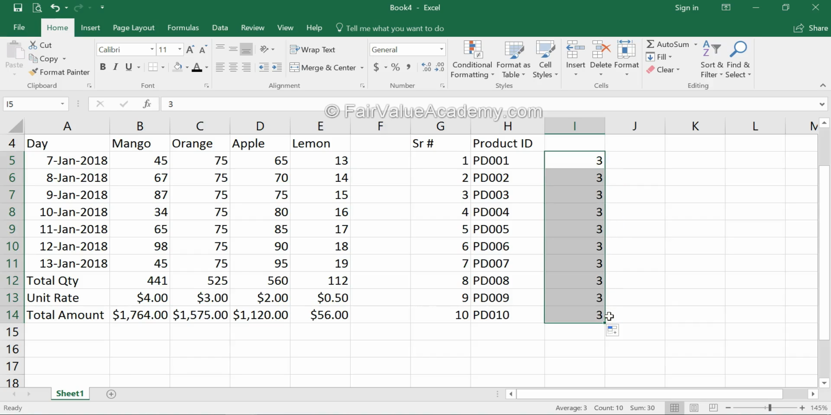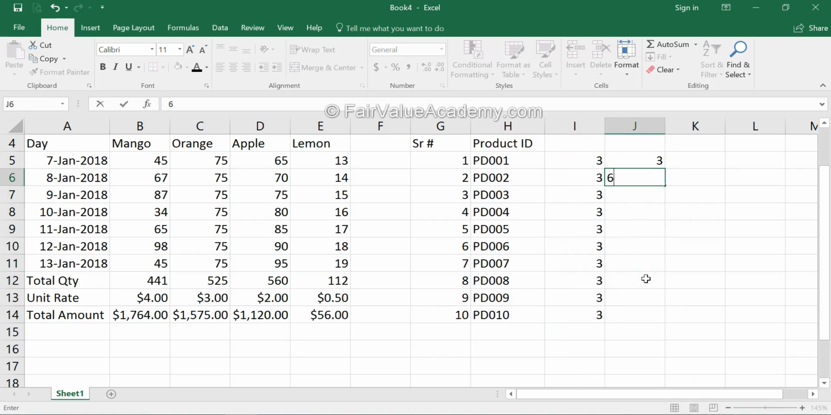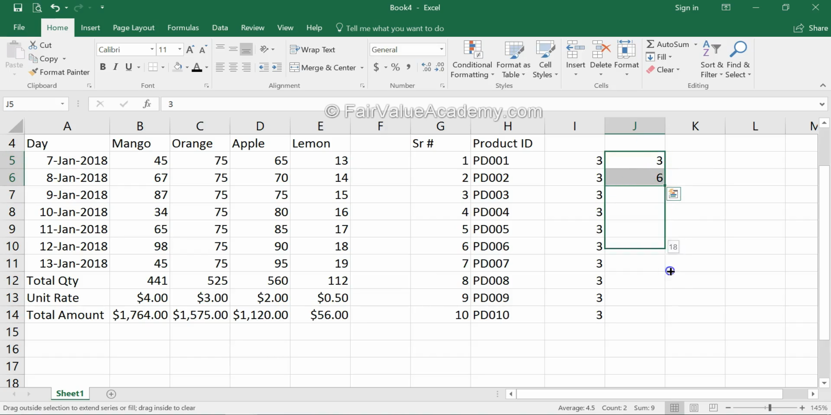in the remaining cells. However, if I drag a range of two cells with numbers, then Excel detects a trend between the two numbers and follows that trend in the remaining cells. So here you see the numbers are increasing by 3, so 3, 6, 9, 12 and so on.